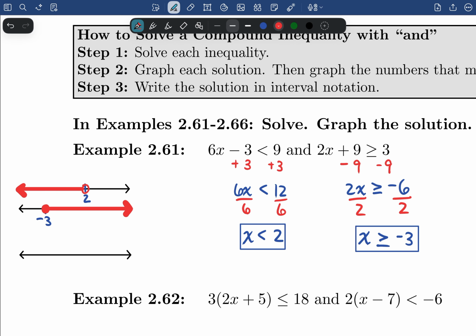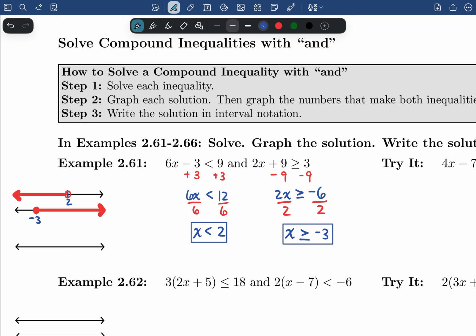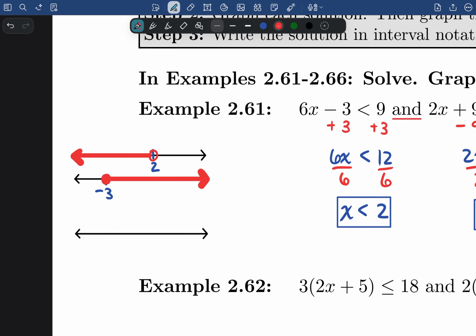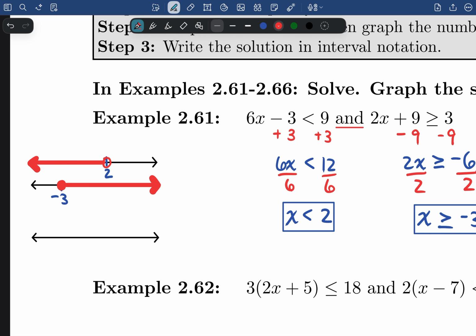This is x is greater than or equal to negative 3. Now, the next part is to graph the numbers that make both inequalities true. Not either inequality, but both inequalities. So we saw that we have the word and between these two inequalities. So my goal is to look at where the shaded regions are overlapping in the two graphs I've created.